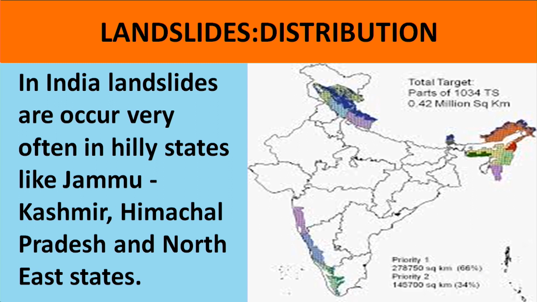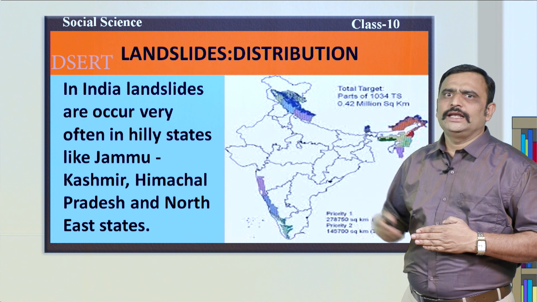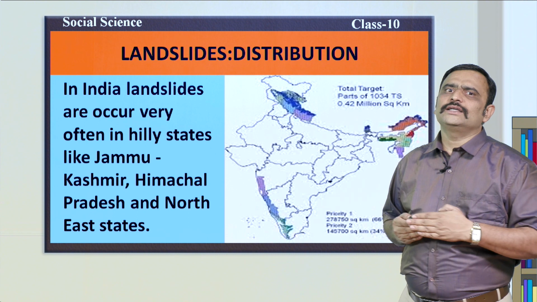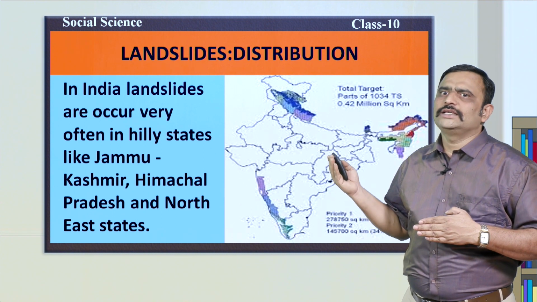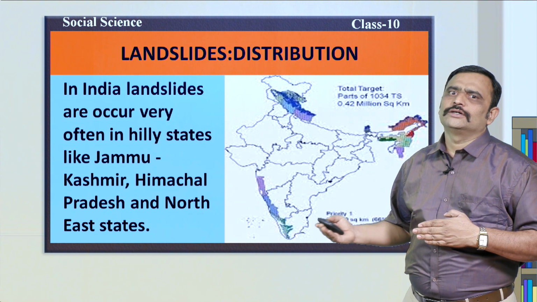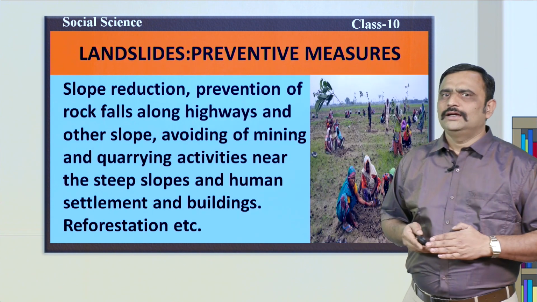Landslides distribution in India, you can see it in the picture. Especially in India it occurs in the hilly areas of Jammu and Kashmir, Himachal Pradesh and in the eastern states and even in the Western Ghats, people are able to notice them.